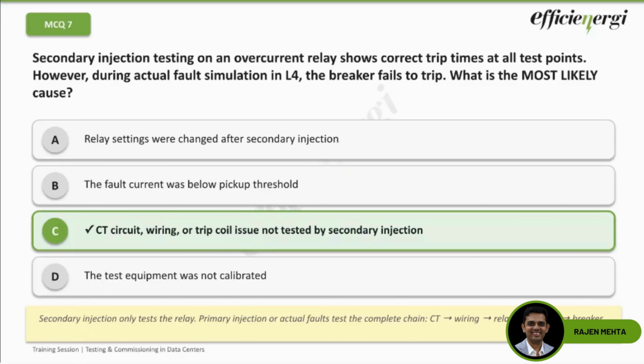The most likely cause is C. Why? Because that secondary injection typically will test only the relay. It will not inject through the entire circuitry. There's a CT, wiring, relay, trip coil, breaker. So the most likely cause will be that all of these were not tested during the secondary injection. Others are also possible, but typically I want to highlight the most likely cause.